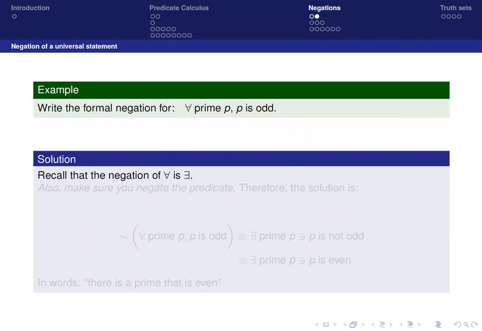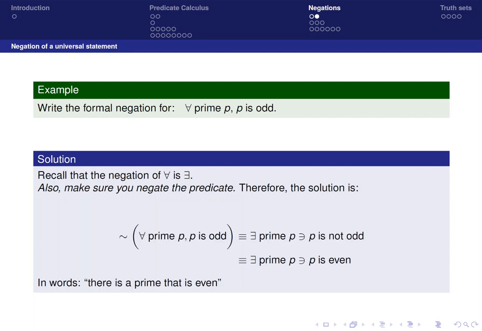Let's practice by rewriting the negation of "for all prime p, p is odd." This is an example of a universal statement. So again, we need to first start by recalling that the negation of "for all" is going to be an existential. And also we need to make sure that we negate the predicate. So in other terms, the negation of the statement in question is going to be "there exists a prime p such that p is even."